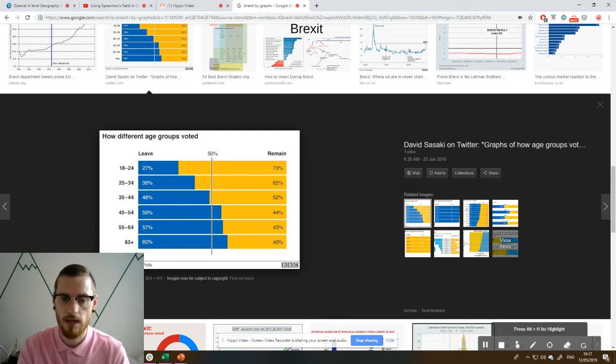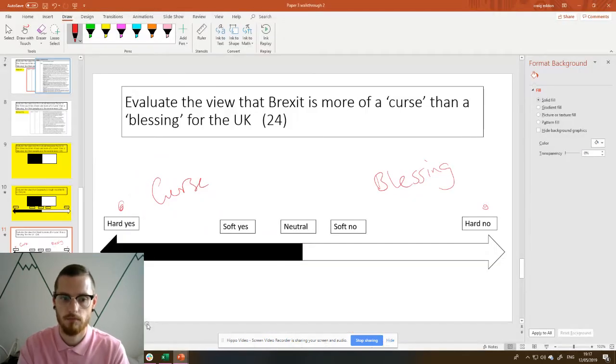So these two age groups would also, on the spectrum, be leaning towards it being a curse, but they're probably more of a softer curse than the age group below them. So they're still on the same side of the argument, but we're going to be making a different judgment by how far they agree with it being a curse.